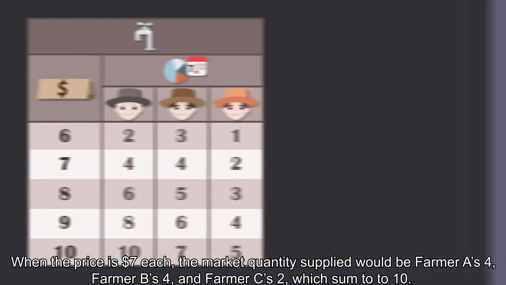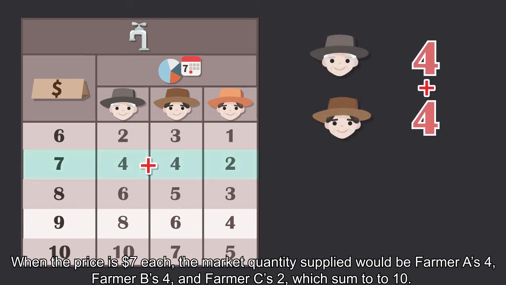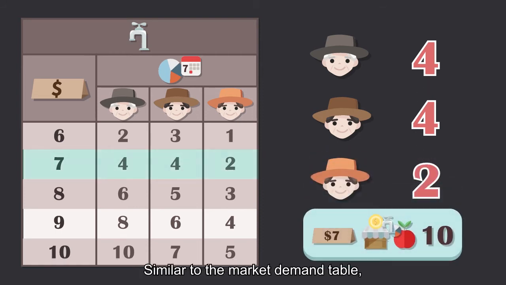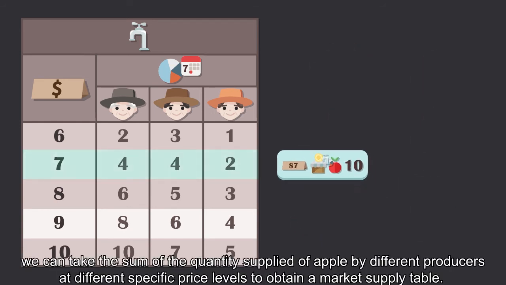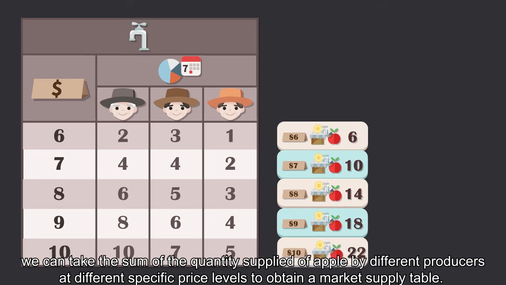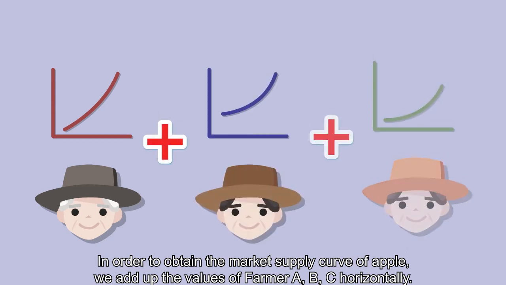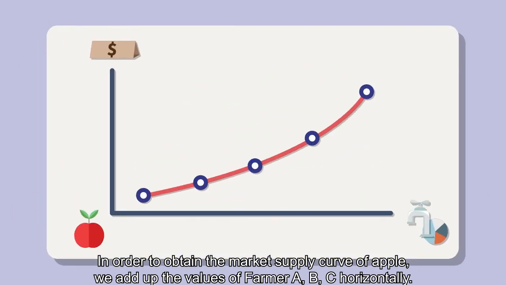When the price is $7 each, the market quantity supplied would be Farmer A's at 4, Farmer B's at 4, and Farmer C's at 2, which sums up to 10. Similar to the market demand table, we can take the sum of the quantity supplied of apples by different producers at different specific price levels to obtain a market supply table. In order to obtain the market supply curve of apples, we add up the values of farmers A, B, and C horizontally.